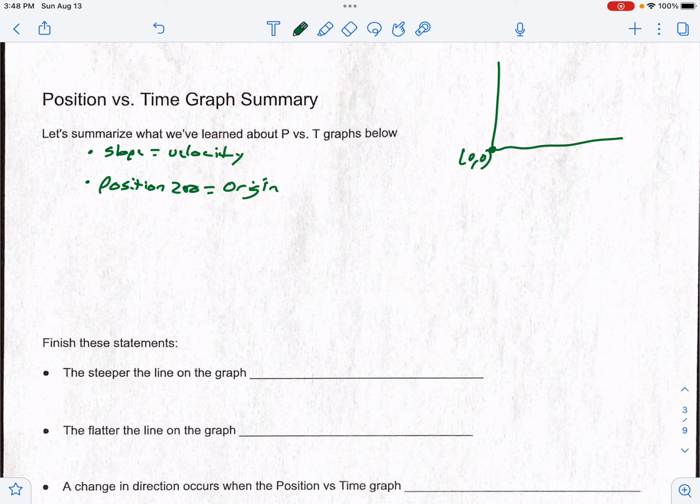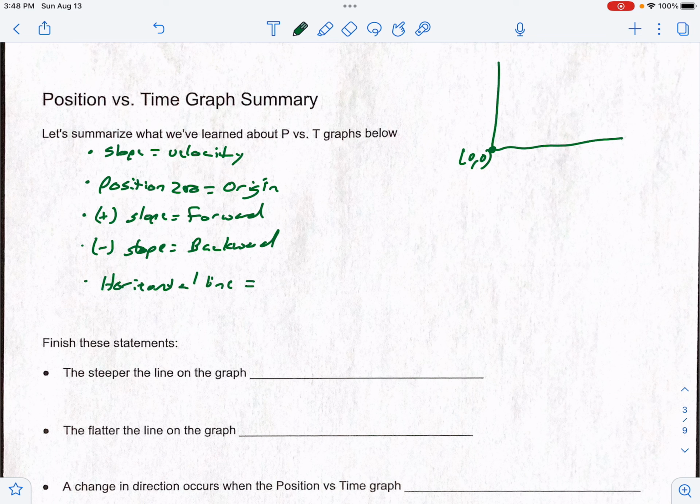So my next one is what is a positive slope? A positive slope means you're going forward. And then a negative slope means you're going backwards. And a horizontal line, so if you have no slope at all, that means you have no slope.